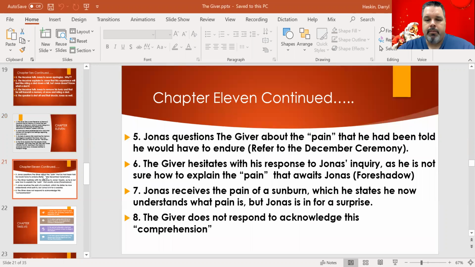And then we are told about the pain again, that Jonas was told that he was going to be experiencing pain and being alone. And so he figures the sunburn is the pain. And the giver says, nope, that's not the pain. And he doesn't want to go into great detail at this time because he does not want to scare Jonas off, and especially make the same mistake that was made with the receiver memory that was before Jonas, that eventually failed.